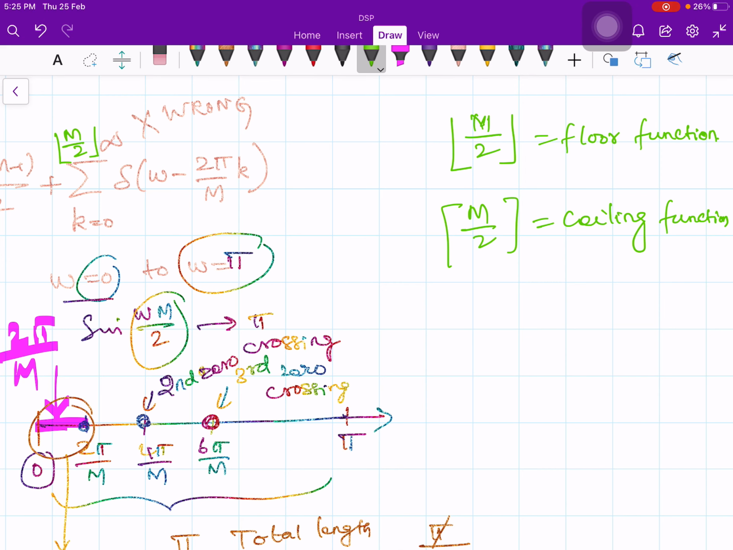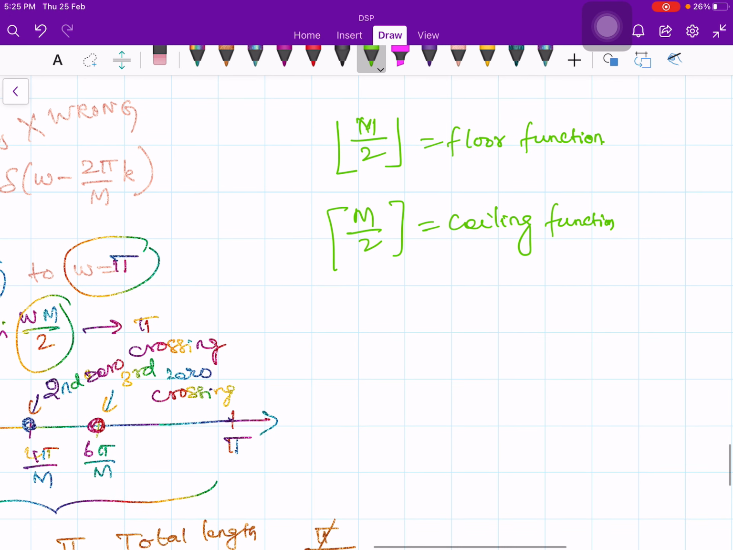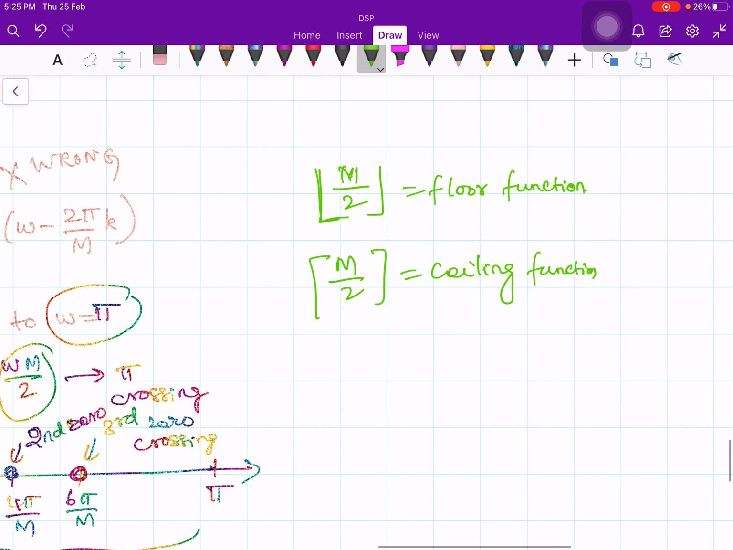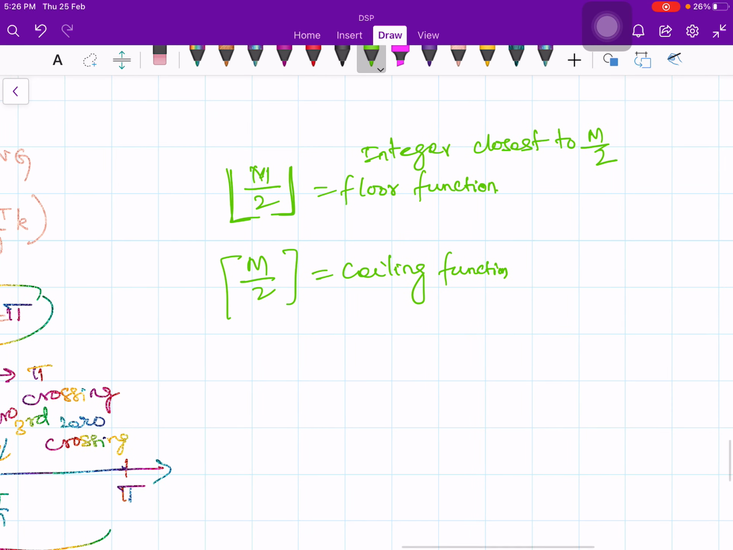Okay, largest integer of m by 2. So if I write like this, the floor function, what does it mean? It indicates the integer closest to m by 2, but not less than m by 2. Sorry, but less than m by 2. The integer closest to m by 2, but less than m by 2.